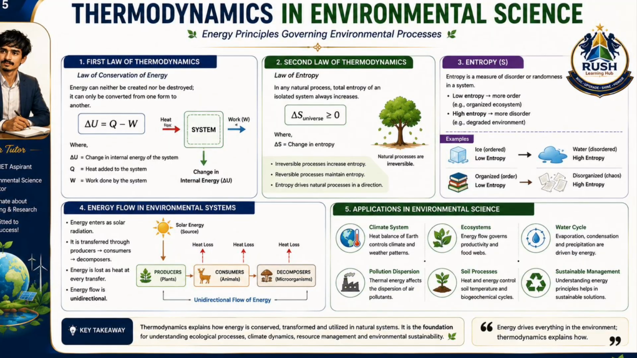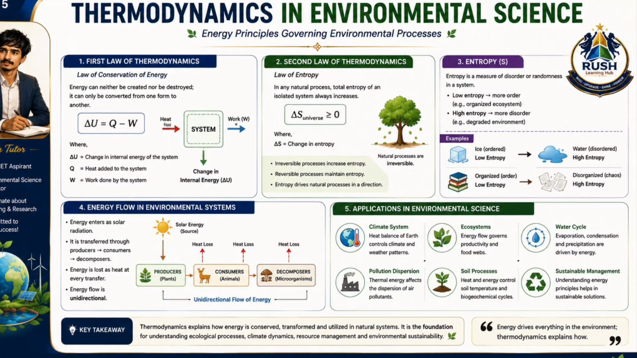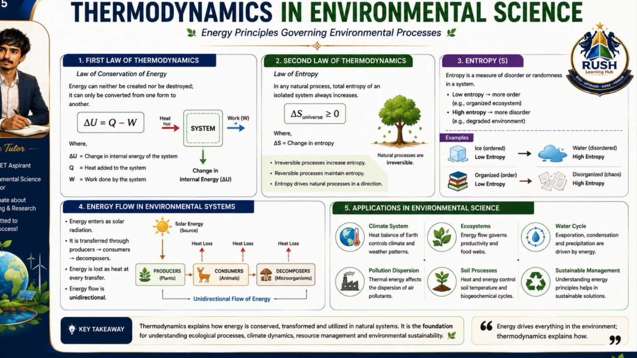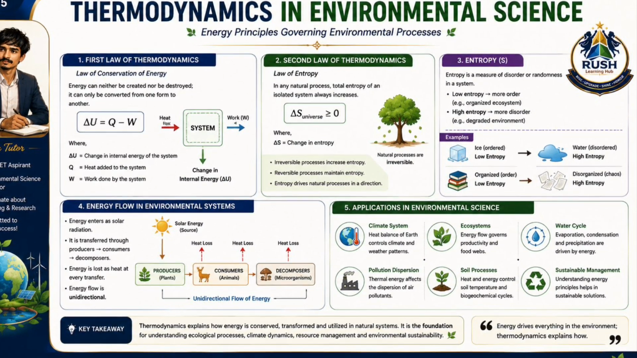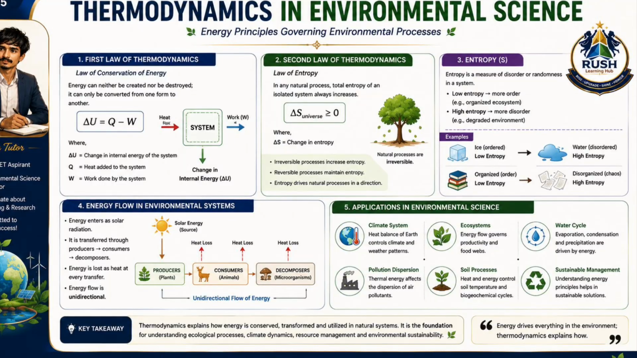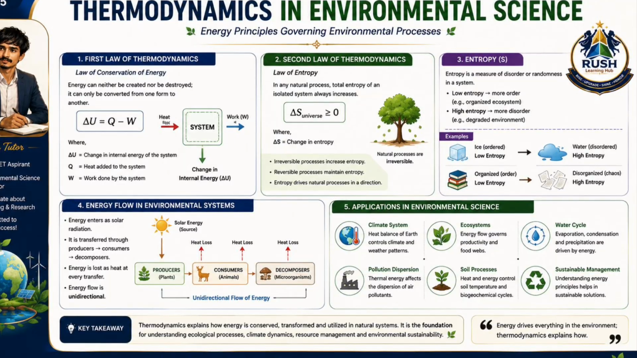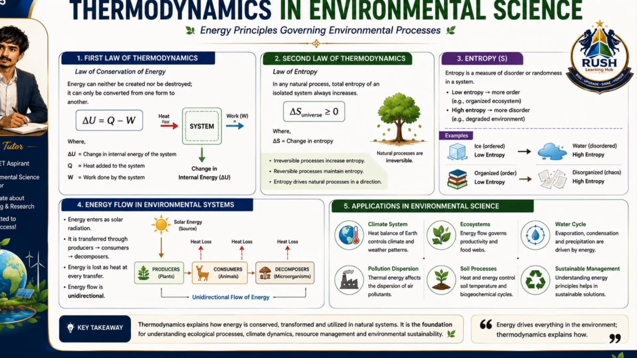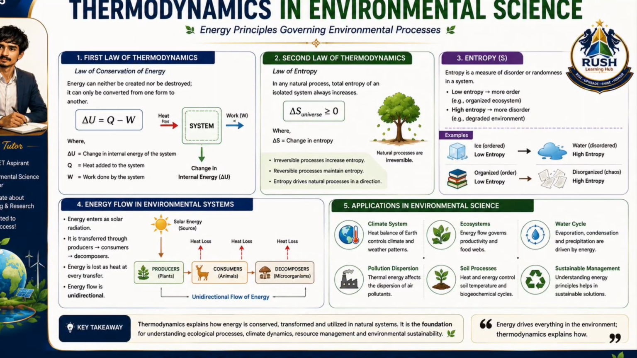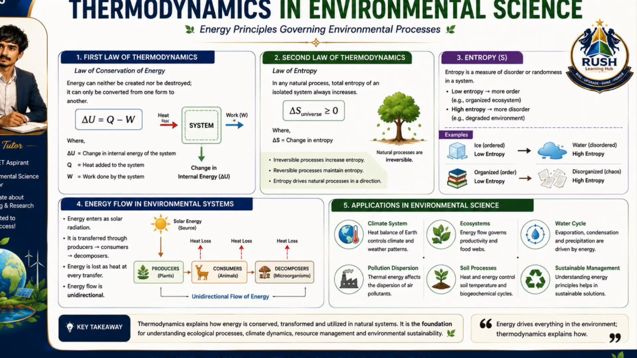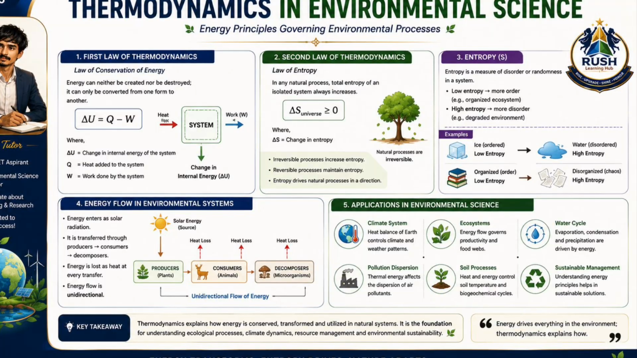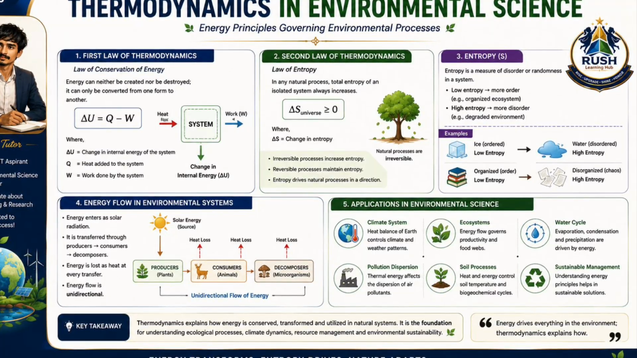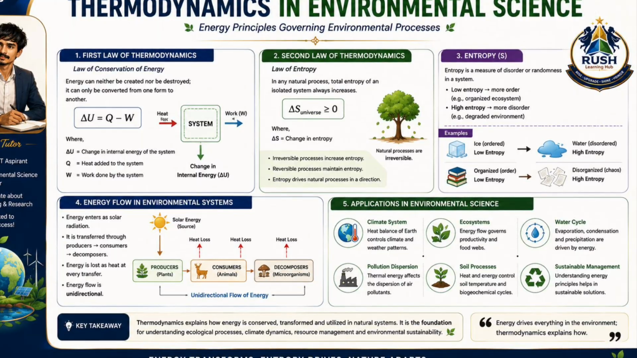Let us begin with the first law of thermodynamics. The first law states that energy can neither be created nor destroyed. It can only be transformed from one form into another. Mathematically, delta U is equal to Q minus W, where delta U represents the change in internal energy of a system, Q represents heat added to the system, and W represents work done by the system.